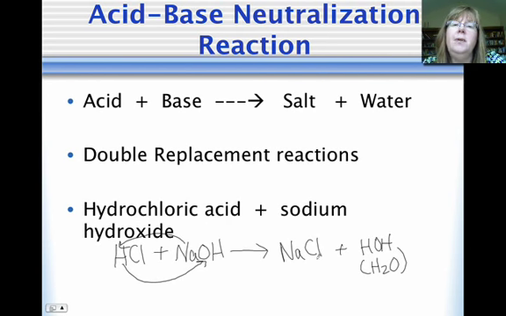So acid-base reactions are called neutralization reactions because basically you took an acid, you reacted it with a base, and you got something that was neutral. You got a salt and you got water.